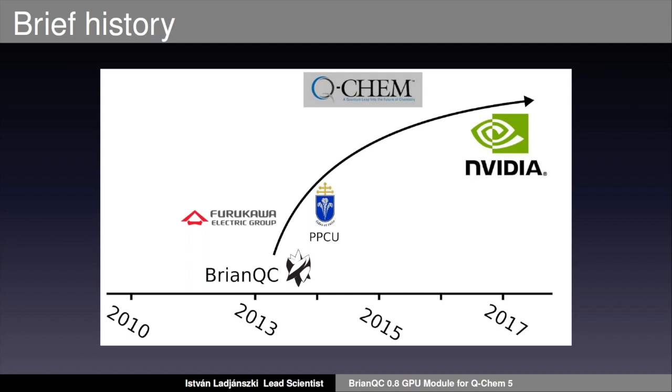So, a brief introduction of our project. Around 2010, people in the quantum chemistry community started to be interested in implementing quantum chemical calculations on GPUs. And a few research groups who had the expert knowledge back then started to do their own implementation of quantum chemical algorithms on GPUs. And in 2013, the BrianQC project started as a spin-off project of Pázmány Péter Catholic University, and Furukawa Electric Institute of Technology catalyzed the project, no pun intended, from the beginning with expert knowledge and funding. And in 2015, we started a collaboration with Q-Chem, and in 2017, we started a collaboration with NVIDIA.